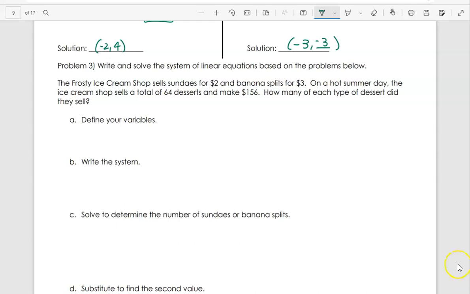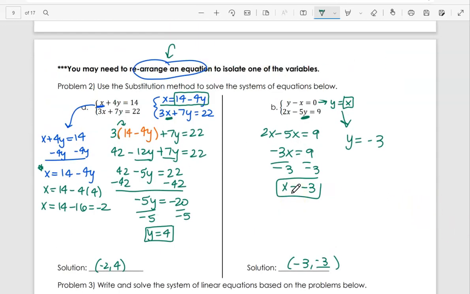And this is the last, I'm going to talk about problem 3 in a little bit. So great job so far on learning how to solve linear equations by substitution. Great work.